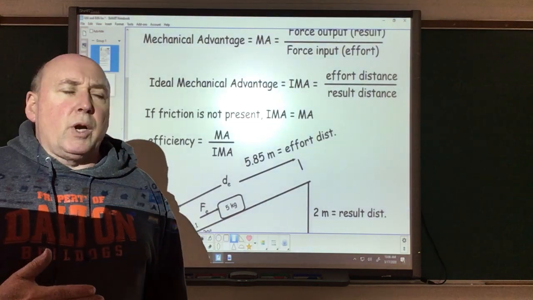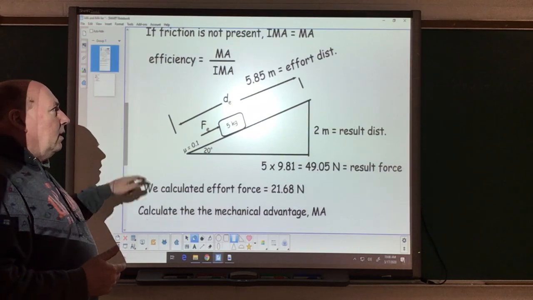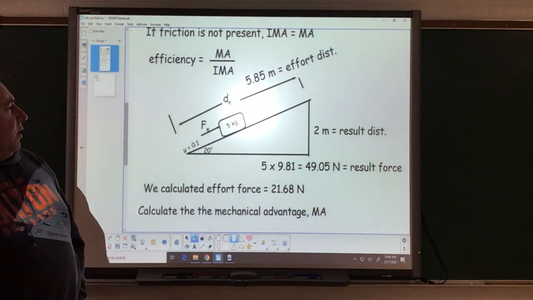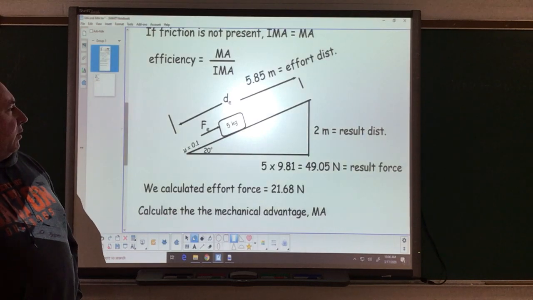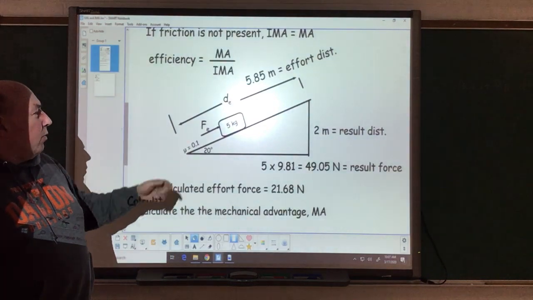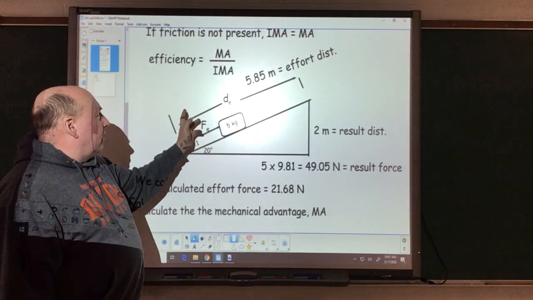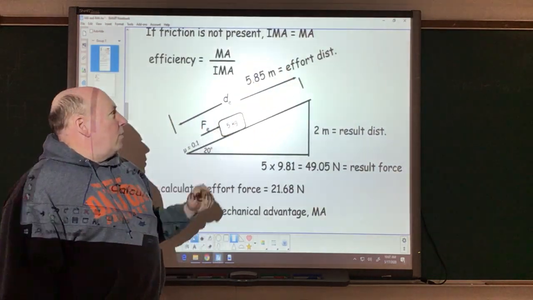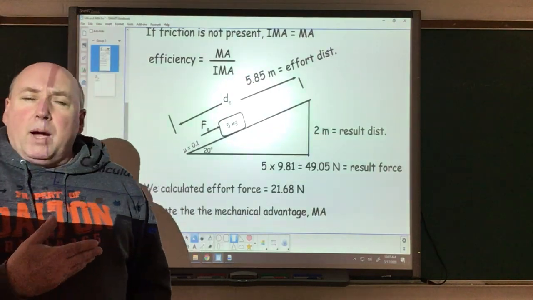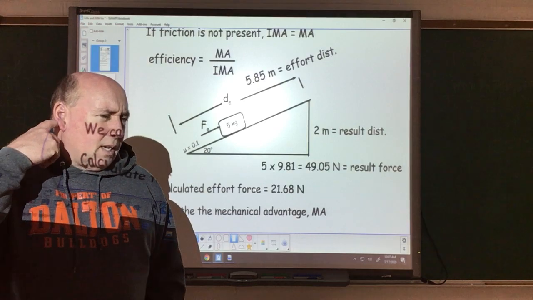Now we're going to go back to the problem that we did the other day, where we had the 5 kilogram crate being pushed up, and we had an effort force here. We had mu is 0.1. This distance here was 2 meters. We calculated this distance up here to be 5.85 meters. These were all values from the problem that we did on Thursday when we looked at the efficiency of this ramp.